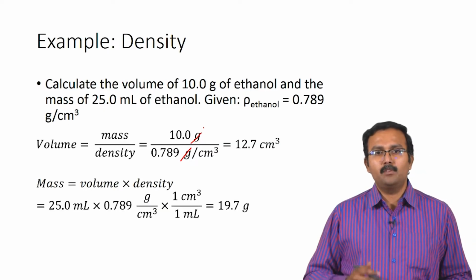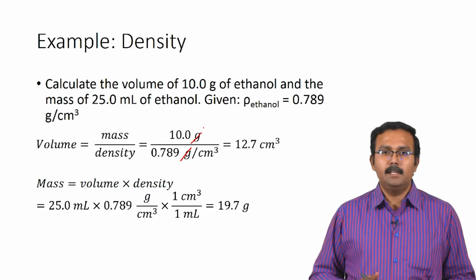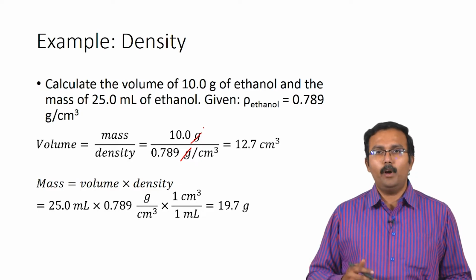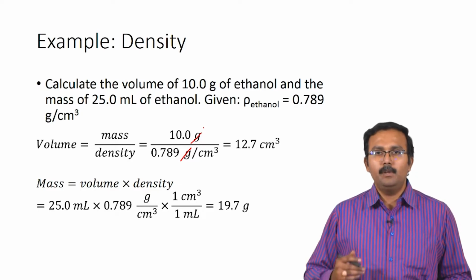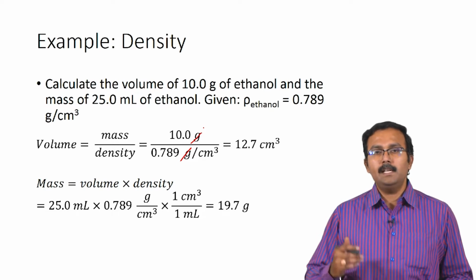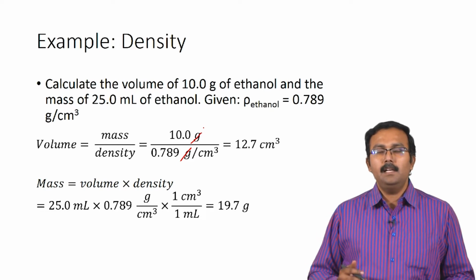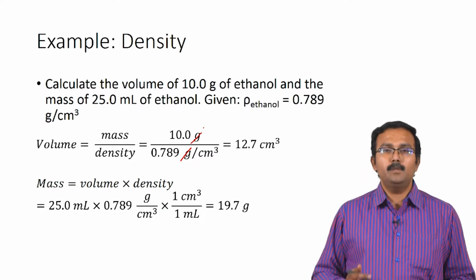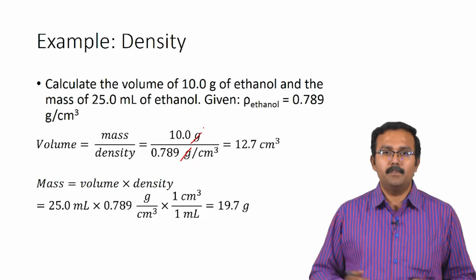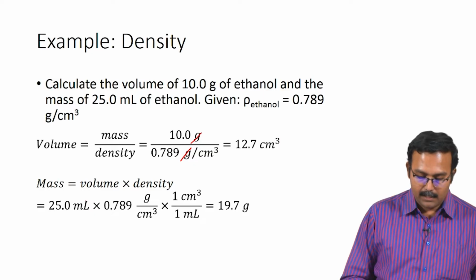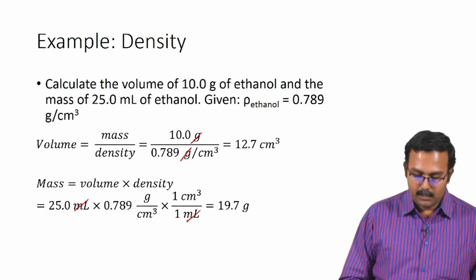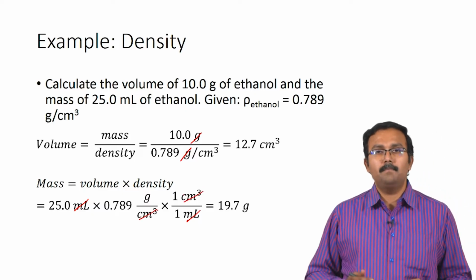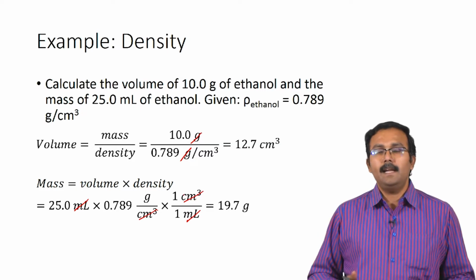When we calculate the mass of 25 ml of ethanol, we multiply volume times density, which is 25 ml times 0.789 grams per centimeter cube. If you look at the third term, I have used 1 centimeter cube per ml. Although numerically this conversion factor will not make a difference, writing it is a good practice which ensures that you do not make mistakes while performing conversions. So, the ml gets cancelled off and so does the centimeter cube, and you are left only with grams, which is the mass. The final answer is 19.7 grams.